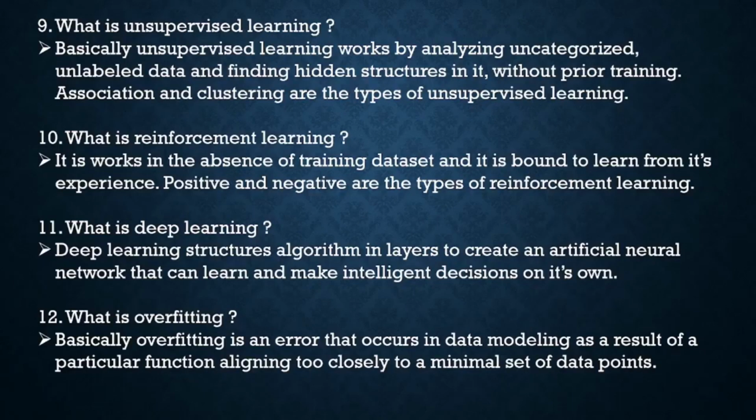Question number 9. What is unsupervised learning? Basically, unsupervised learning works by analyzing uncategorized, unlabeled data and finding hidden structures in it without prior training. Association and clustering are the two types of unsupervised learning.